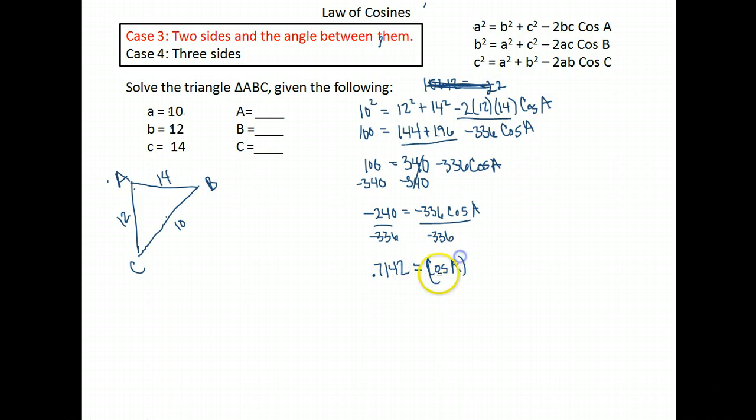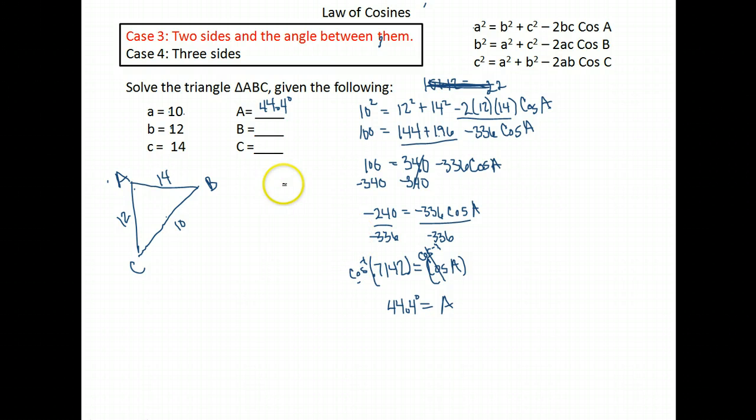To remove cosine, we do the arc cosine or inverse cosine. It has two different words you can use for it. Either way, you just put that in your calculator. Inverse cosine of that number gives us 44.4 degrees. So I found my first angle. My first angle is 44.4 degrees.